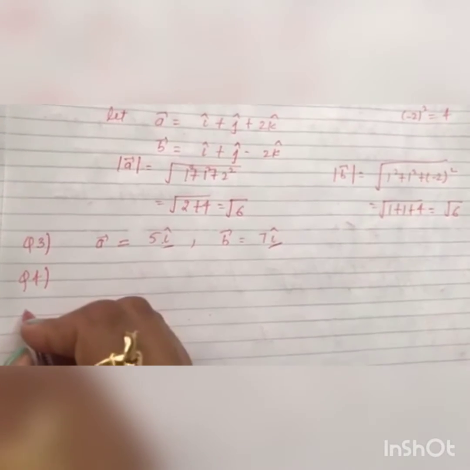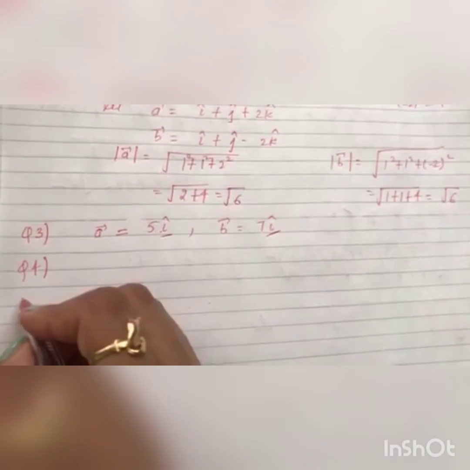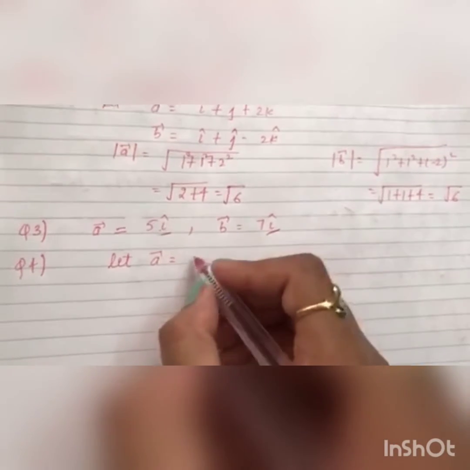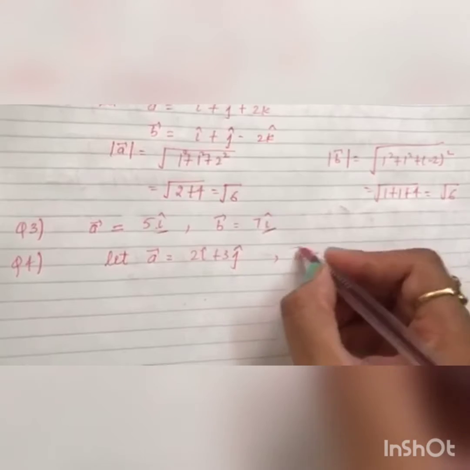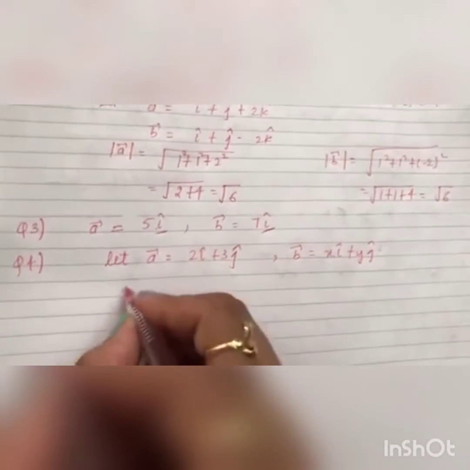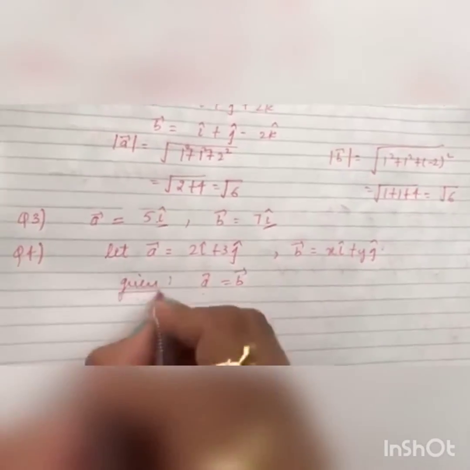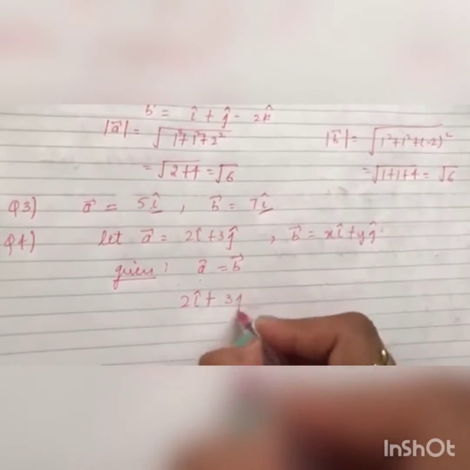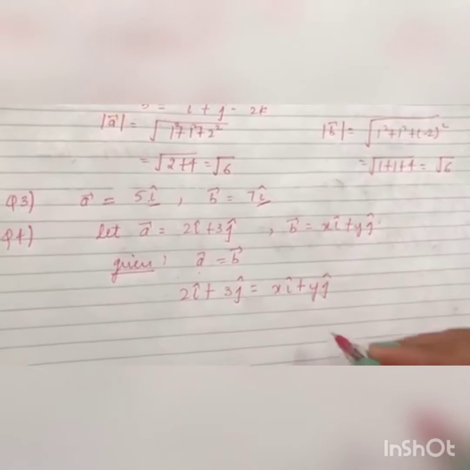So next is question number 4. Find the value of x and y so that the vectors are equal. First of all, look at the attempt. Let us suppose the first vector A equal to 2 i cap plus 3 j cap, B vector equal to x i cap plus y j cap. Then the given condition is that A vector is equal to B vector. If A and B are equal, that means 2 i cap plus 3 j cap is equal to x i cap plus y j cap.